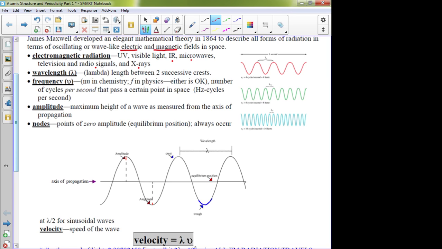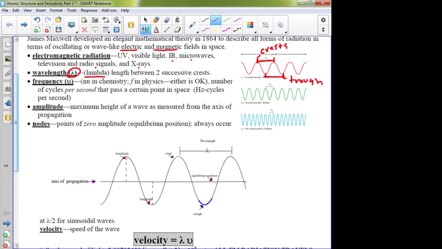The first one is wavelength. Here's the symbol for a wavelength, and that's lambda. It's a Greek letter. And this is just the length between two crests. Crests happen at the top of the wave. If it's at the bottom, it's called a trough. So it could be crest to crest or trough to trough. Okay, that's your wavelength.